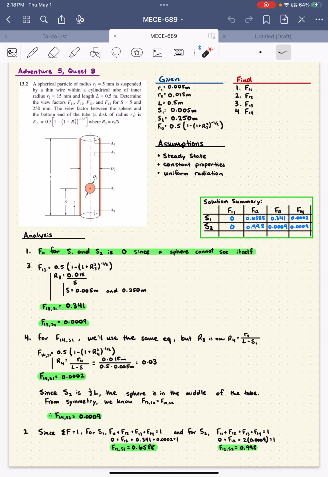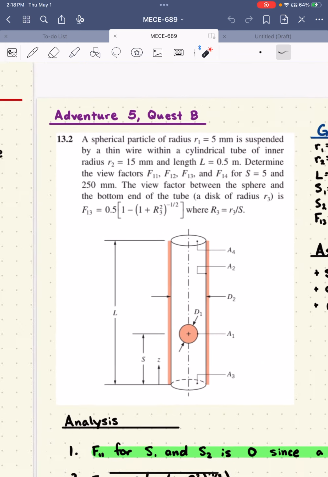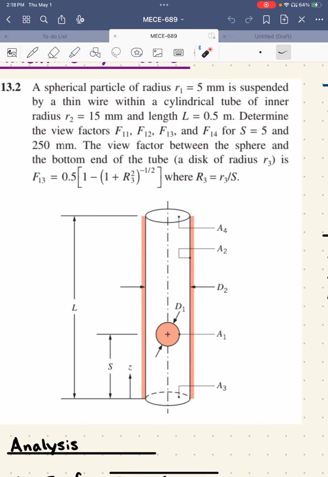Hey guys, so for Adventure 5 Quest B, I will be going over Chapter 13, Question 2. This question is all about view factors.